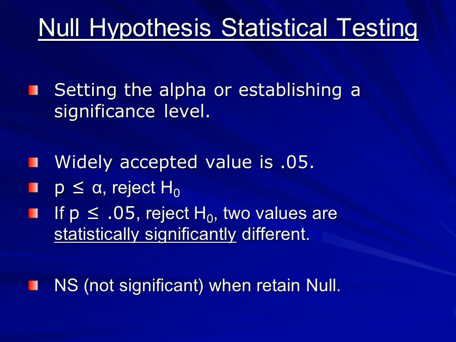For the remainder of this class, it's going to be 0.05. So if the probability is equal to or less than alpha of 0.05, you get to reject the null. That's what this reject H sub 0 is, the null. If p is less than 0.05, you reject the null. Two values are statistically significantly different.